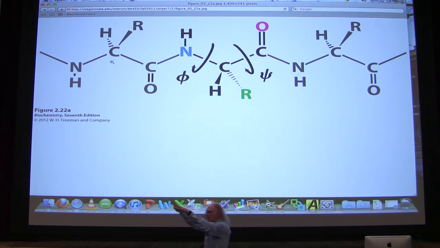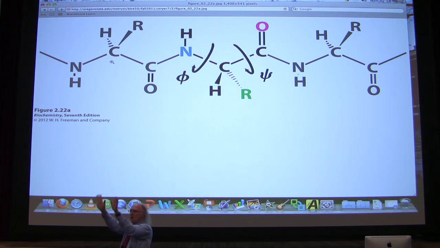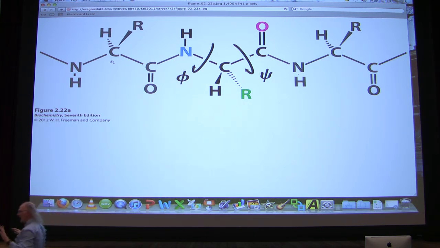Now, keep in mind, they are rotational angles. We're not talking about this kind of angle. We're talking about rotation. Rotational angles have some very, as we will see, some very strict limits on them because of the spatial consideration that we've talked about before. Those spatial considerations cause major limits for what things are actually stable.